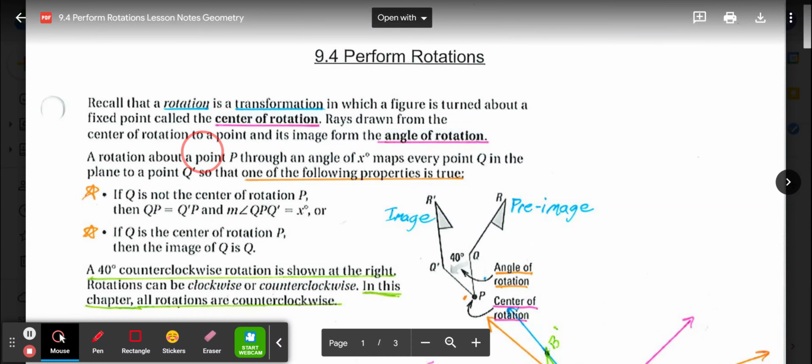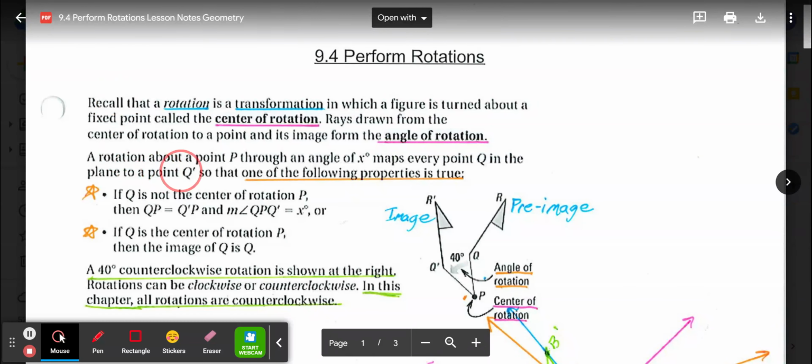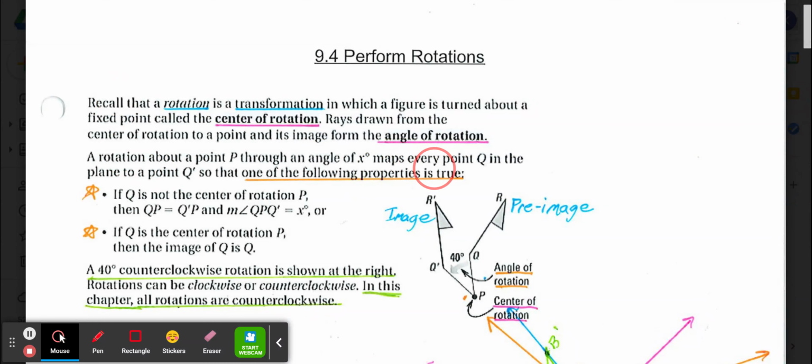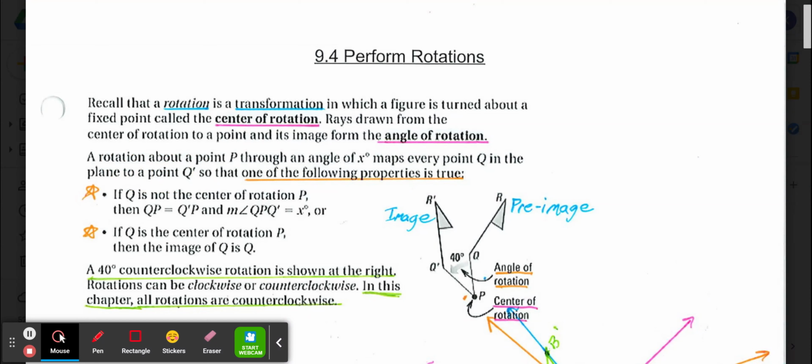So a rotation about a point, in this case we'll call it point P, through an angle of x degrees maps every point Q in the plane to a point Q prime so that one of the following is true. So what that's saying is no matter what our rotation is about a point, if it's the rotation of the same degree measure, that's going to take every single point from our pre-image and map it onto a point on the image. And one of the following properties would be true.